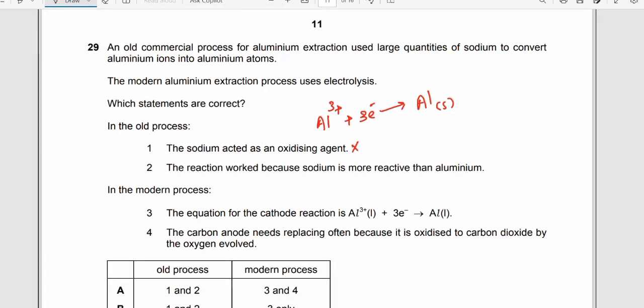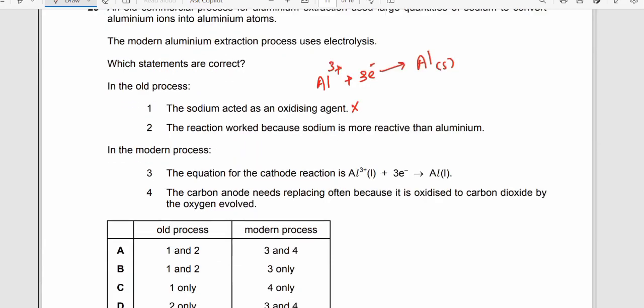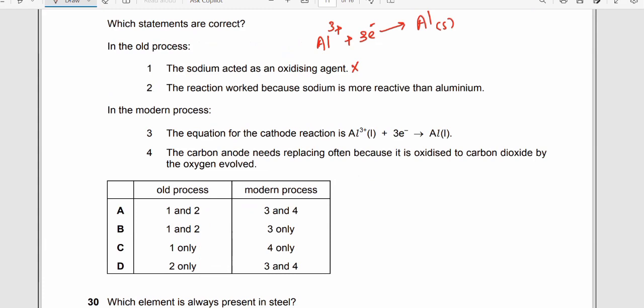The reaction worked because sodium is more reactive than aluminum. This is okay. Next, the equation for the cathode reaction is Al3+ plus 3 electrons gives Al, and this is liquid, not solid, because this is at high temperature. It's okay.